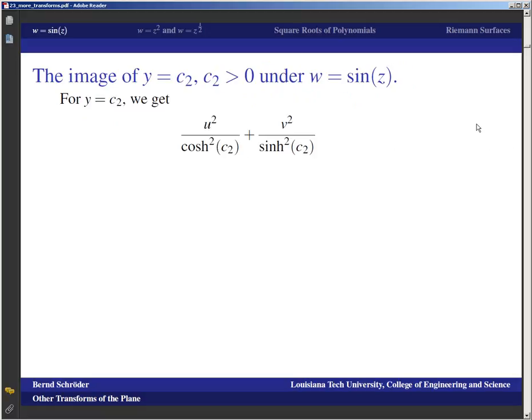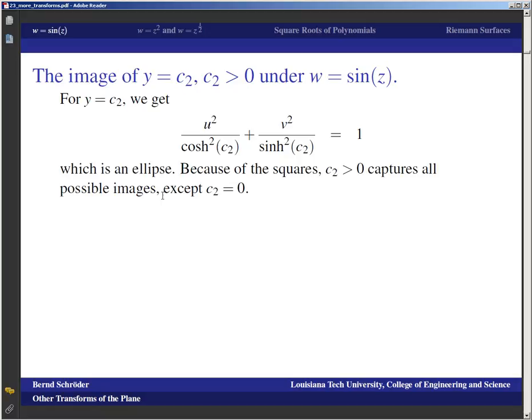Okay, so now let's take a look at horizontal lines. y equals c2, c2 greater than 0, under w equals sine of z. Again, remember, u was sine x cosh y and v was cosine x sinh y. So if you plug that in, do the cancellations, you realize that that must be equal to 1 by the trigonometric Pythagoras. And so that's an ellipse. So that means horizontal lines go to ellipses. And because of the squares, c2 greater than 0 captures all possible images except c2 equals 0.